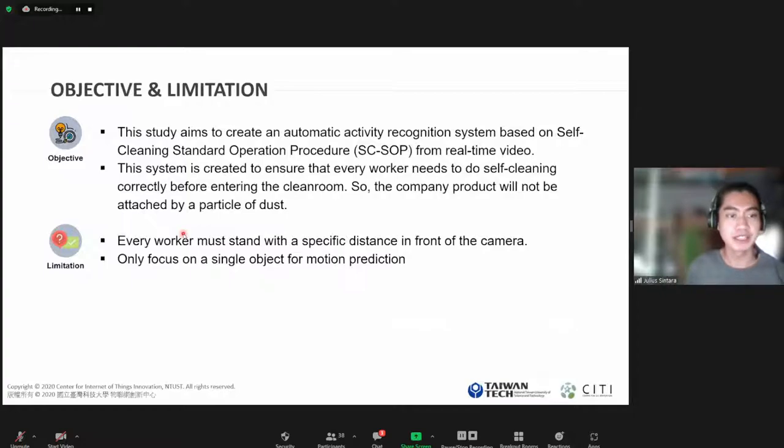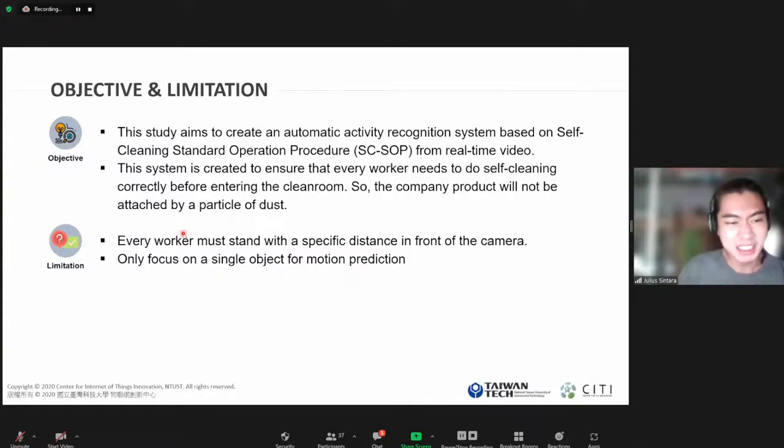So the objective of this research is, of course, to create an automatic activity recognition system based on self-cleaning SOP from real-time video. So we want to do activity recognition in real time in that place. Then we can detect many of the workers and whether they do the cleaning procedure correctly. And the system is created to ensure that every worker needs to do self-cleaning correctly before entering the clean room, so the company product will not be attached by a particle of dust.